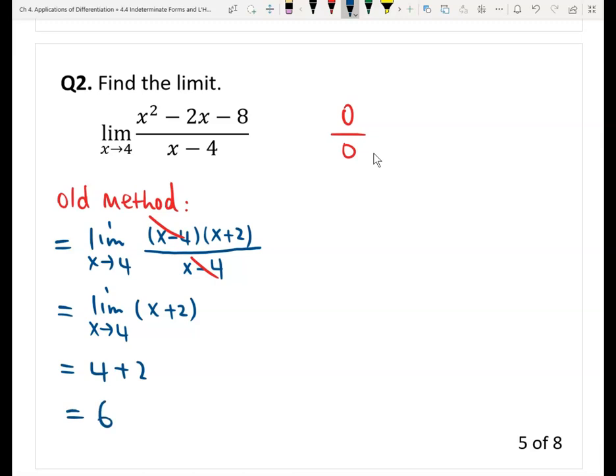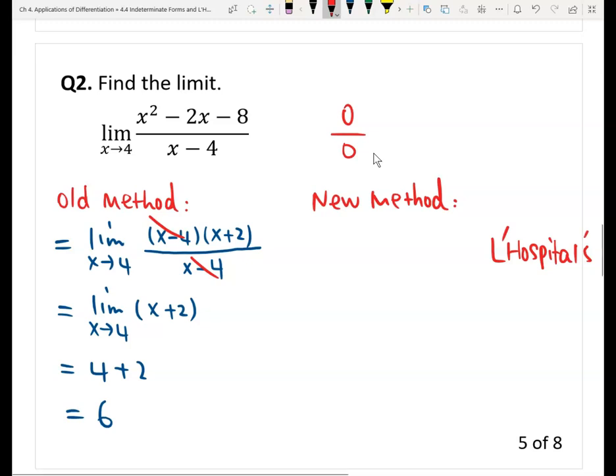Of course, we can also use the new method that we learned here, which is L'Hopital's rule, right? Let me see. If we use the new method, can we get the same answer? We are going to use L'Hopital's rule.